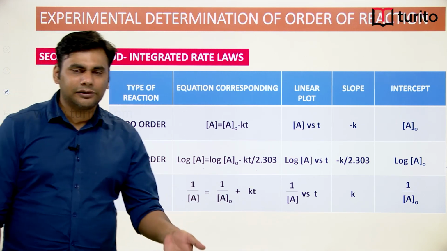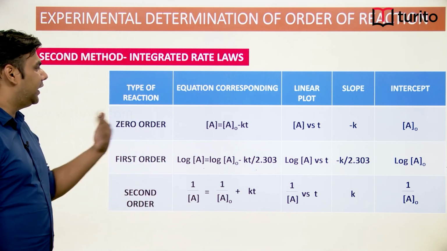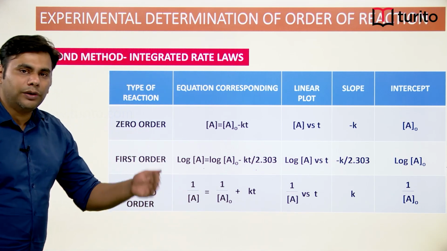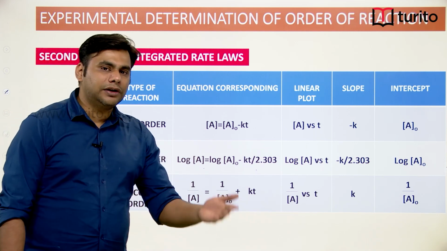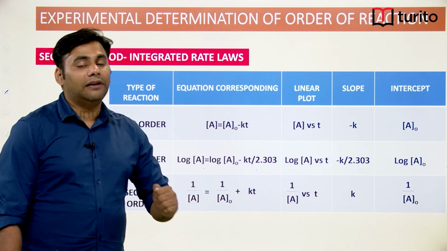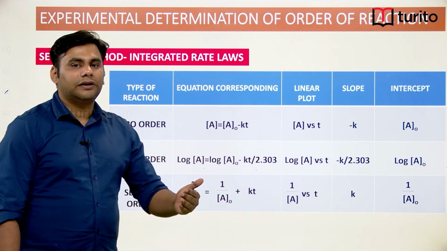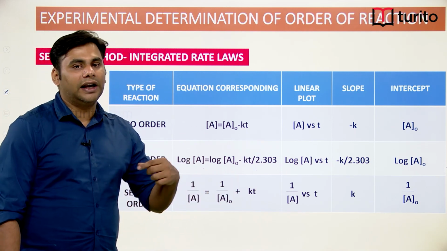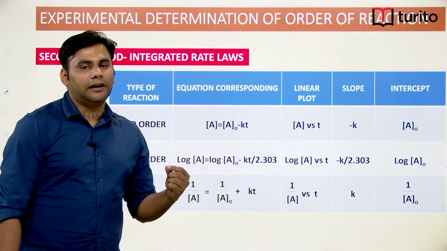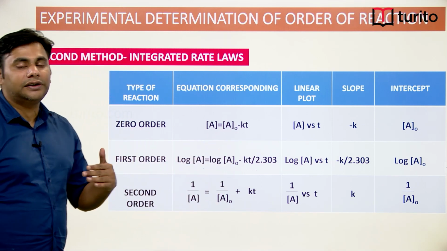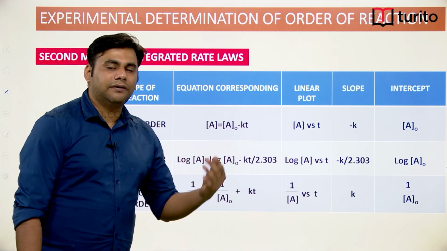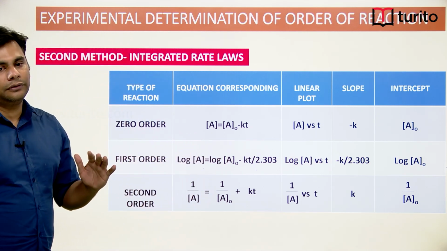So this is a little tedious method, okay. This is basically a hit and trial method where we are assuming the reaction to be of a particular order and we are directly using its integrated rate law, plugging in the concentration value at different time intervals and calculating the value of K. If K comes out to be the same, that means the reaction is consistent with the particular rate law, okay.